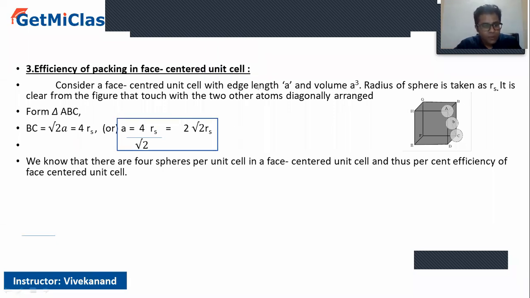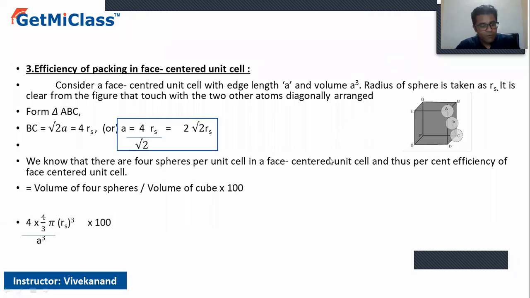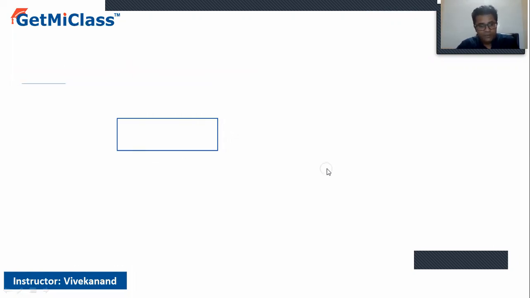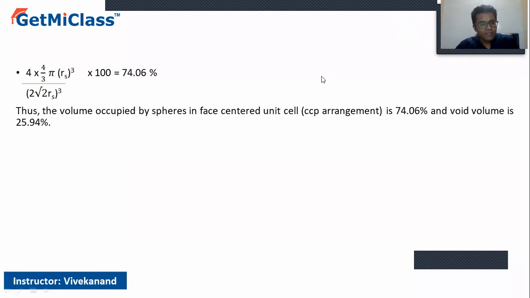Now, as we know that there are 4 spheres per unit cell in the face-centered unit cell, the percentage efficiency is going to be 4 into 4 by 3 pi r cube divided by the volume, that is A cube, into 100, right? So we get 4 into 4 by 3 pi r cube divided by 2 into root of 2 r cube into 100. It is going to give us the value of 74.06%, and the void volume is going to be 25.94%.